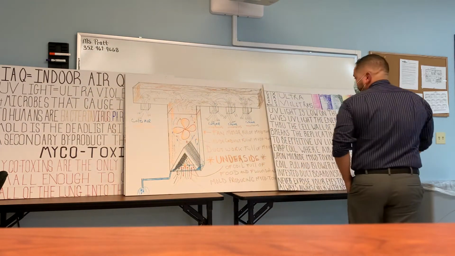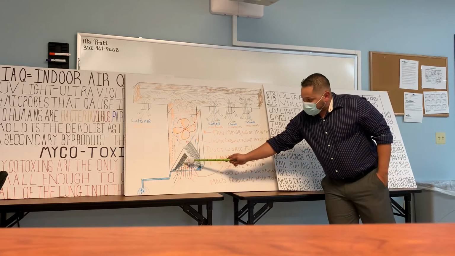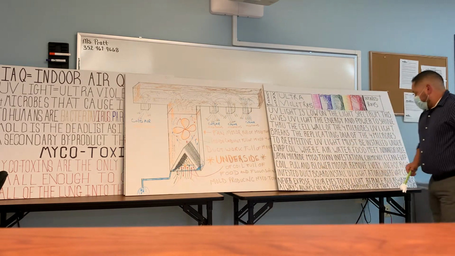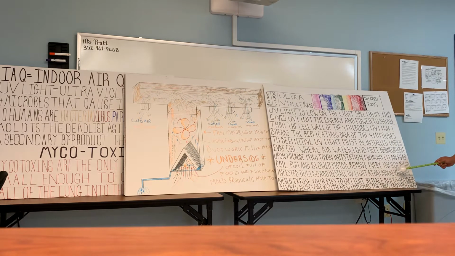The UV light must be installed again after it's sanitized, at the bottom of the coil. At every evaporator coil, always underneath. Now, a couple safety tips.